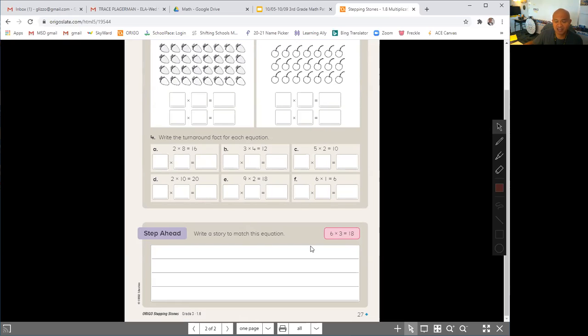Okay, on your step ahead down here, they give us an equation. 6 times 3 equals 18. You're just going to write a story that matches that equation. For example, mine could be, I have 6 boxes. In each box are 3 donuts. Okay, how many donuts do I have total? So 6 times 3 equals 18. They already gave me the answer. I don't even have to figure it out, okay? But I'm going to write my equation on this step ahead here. Okay, I'm going to quit sharing.